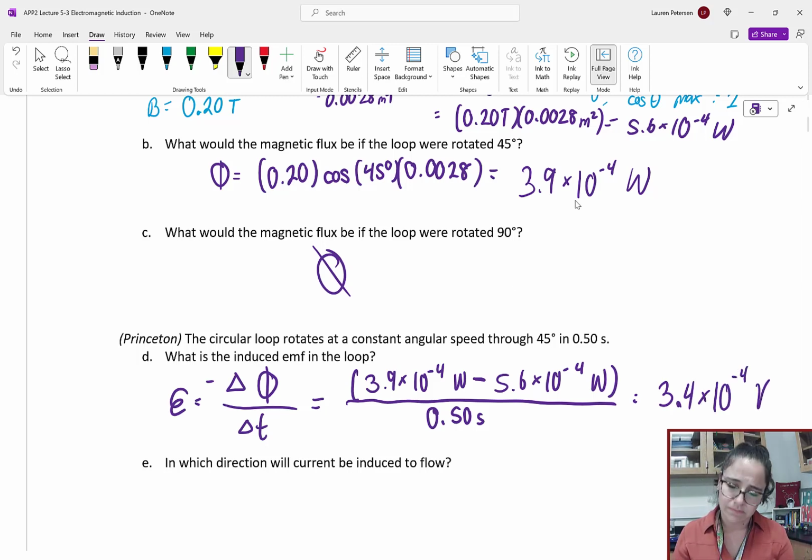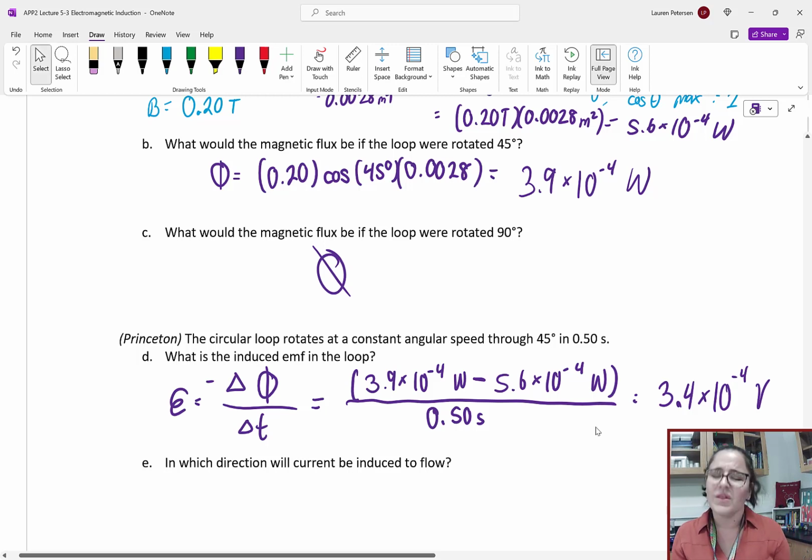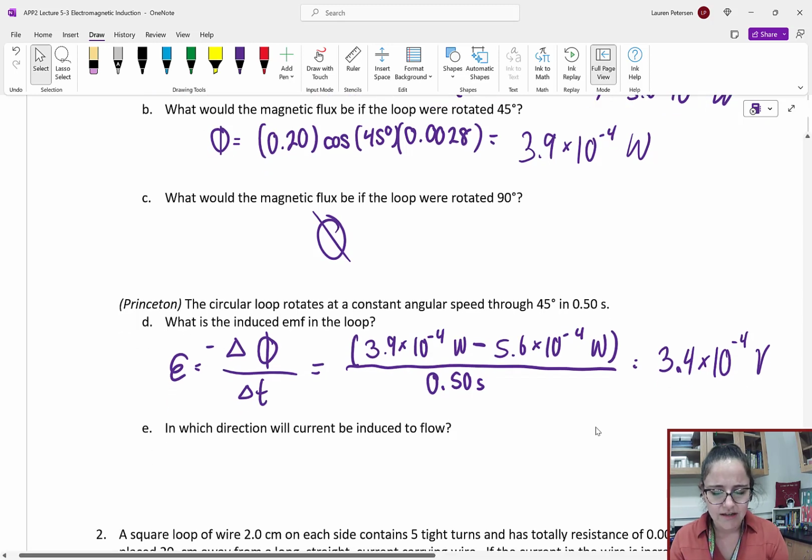A very small amount of current, okay? One little coil doesn't give you much current. You need hundreds and hundreds of coils to get measurable voltage and current.